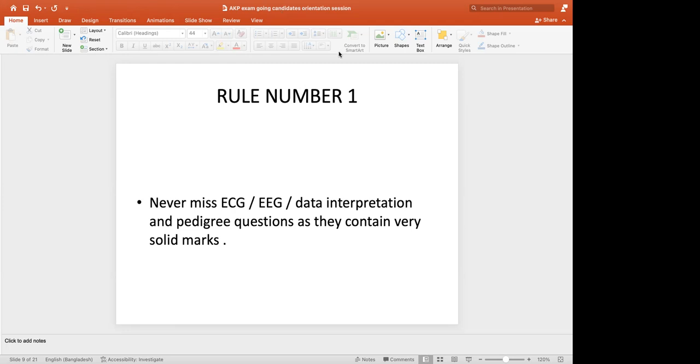So never miss ECG, EEG, data, pedigree questions, as they contain very solid marks. How do you know which ECG is important? For that you need to solve recalls. Also, you have to see the RCPCH website, that is, RCPCH gives us the syllabus for the theory exam. Go to that syllabus. It is easily downloadable on the RCPCH website. See which ECG is important. Overall, this RCPCH book, new AKP book, contains some pictures, ECG, EEG, data. So solve those also.